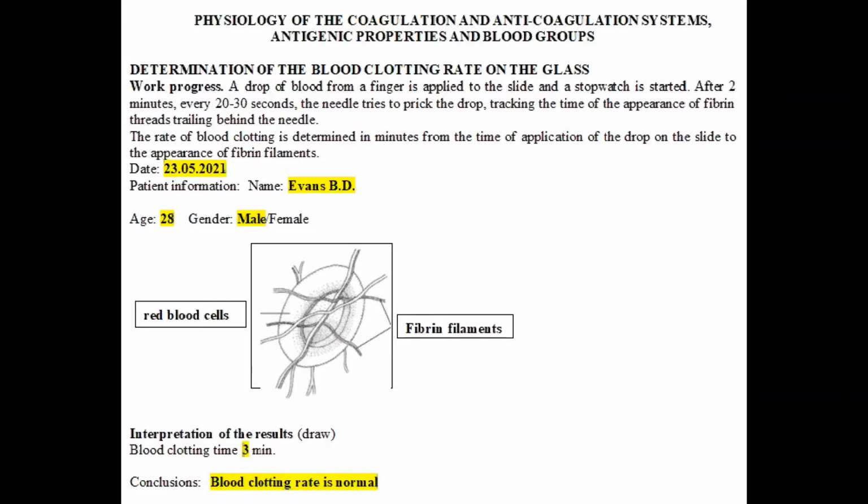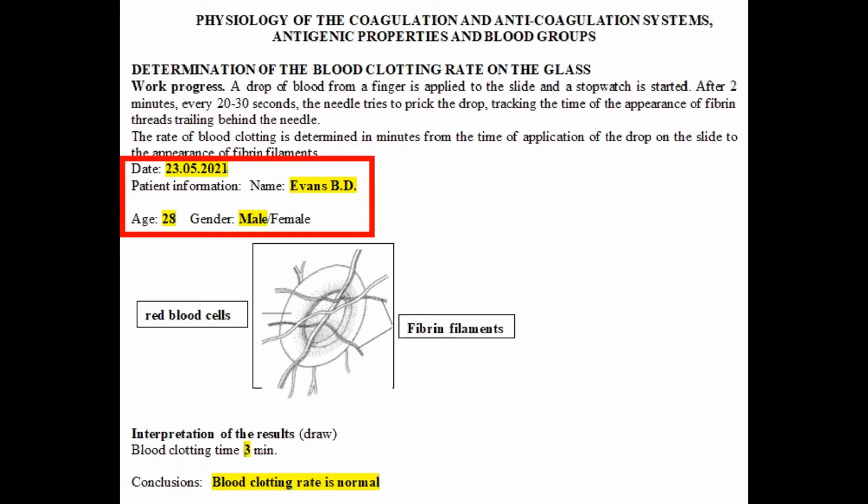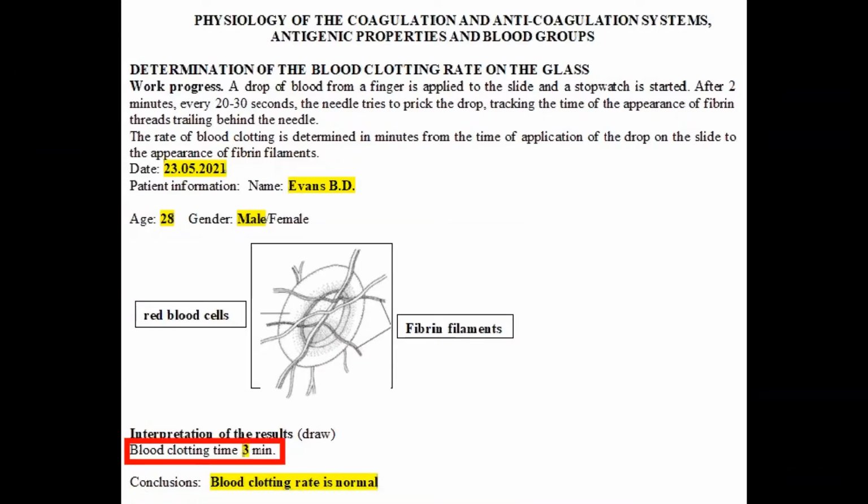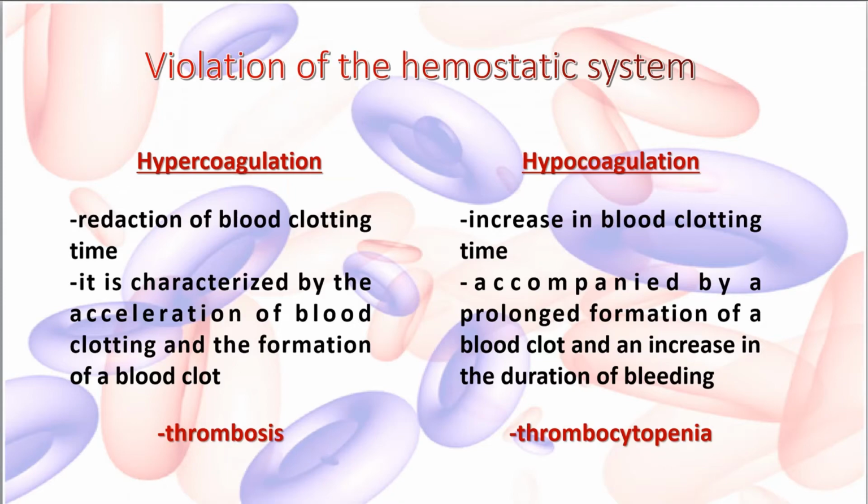We will enter the received data into the protocol. To do this, you must indicate the date of the study, information about the patient: name, age, gender. Sketch and write down the results, make a conclusion. The blood clotting time was 3 minutes, which is normal.